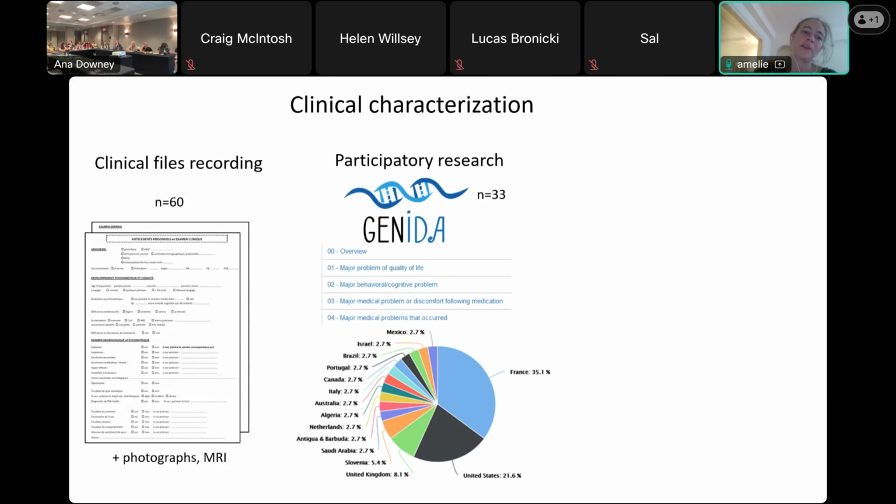But we also use the website that was developed by one of my colleagues in Strasbourg, which is called Genida, which is a website where parents can register, and it's dedicated to all the monogenic forms of neurodevelopmental disorders. You can enter the name of the gene, and you can answer a lot of different questions about the clinical manifestations of the individual. We used the data from Genida for DYRK1A syndrome, and you can see here that we have around 30 families that answered the questionnaire, so we can collect some clinical information directly from the families.